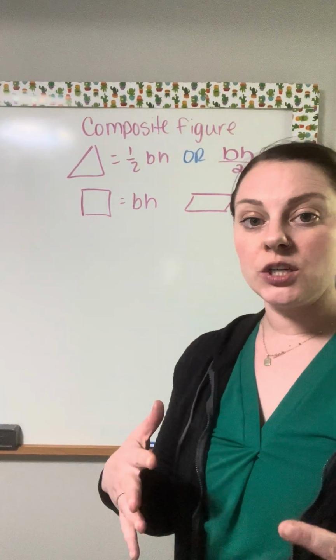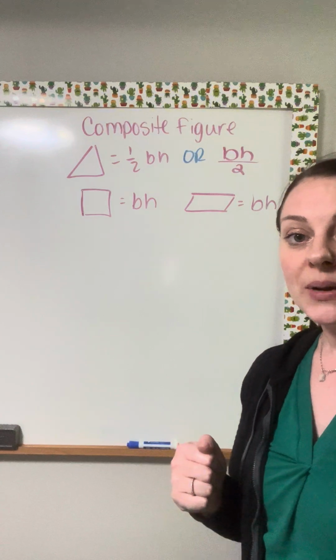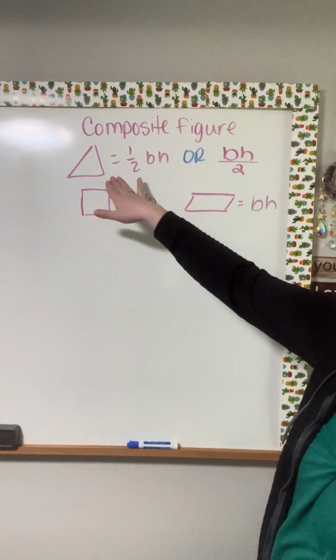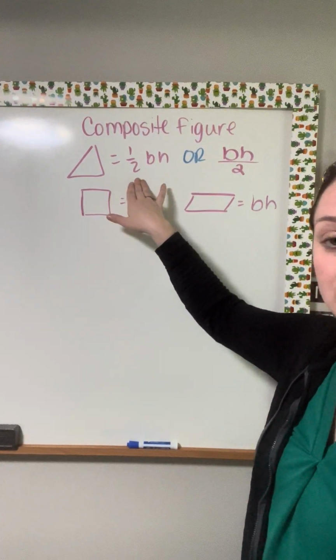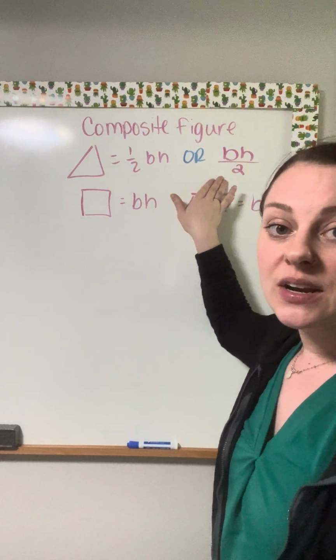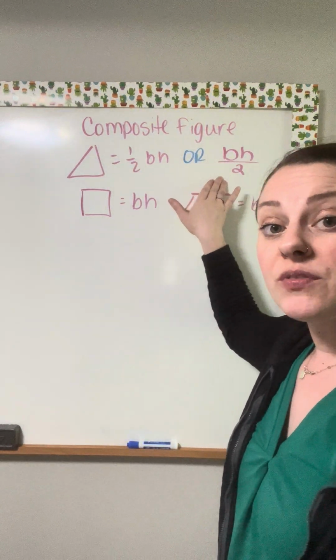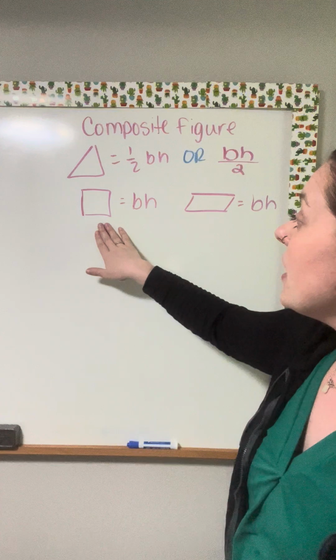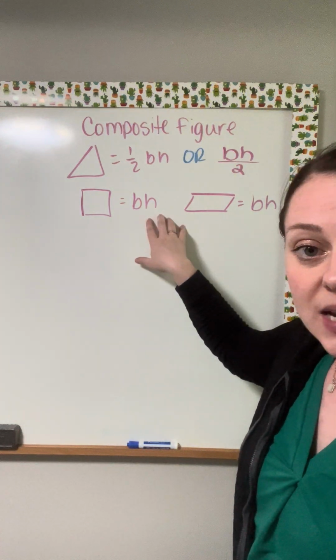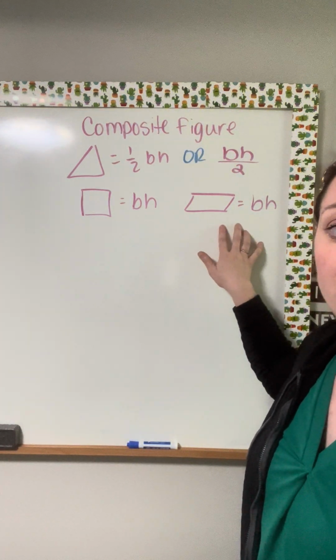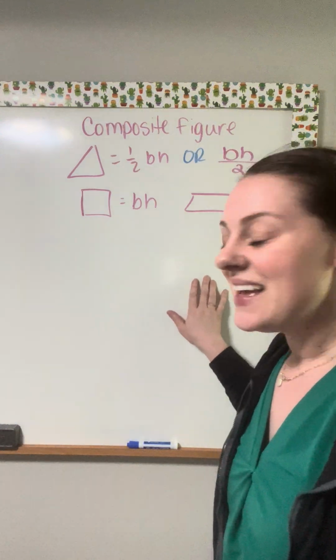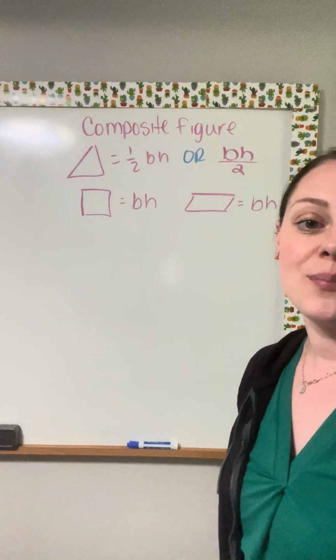So if you want to write this down on your paper, you can press pause. But we have the area formula for a triangle, which could either be half of the base times height or base times height divided by 2, which I explained in my triangle video. I also have the area of a rectangle is base times height, and the area of a parallelogram is also base times height. Go ahead and get that written down, and then I'm going to write our next problem down.